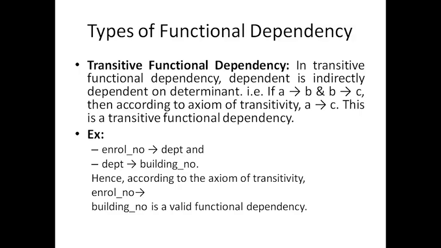And next is transitive functional dependency. In transitive FD, dependent is indirectly dependent on determinant. If A determines B and B determines C, then according to axiom of transitivity, A determines C. This is a transitive functional dependency. Consider the FDs: enrollment number determines department and department determines building number. According to axiom of transitivity, enrollment number determines building number.